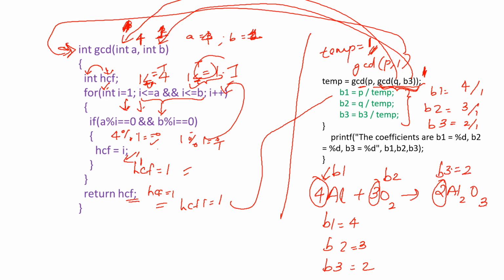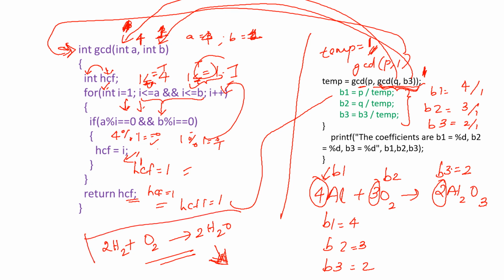Same thing you can proceed for your water also. And all other equations, 2H2 plus O2 gives 2H2O. If you want the explanation of this, you can comment in the comment box. I'll put a separate video for this equation. So this is how you can balance the chemical equation.